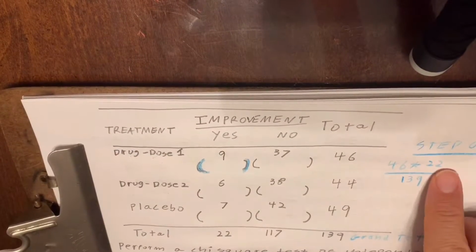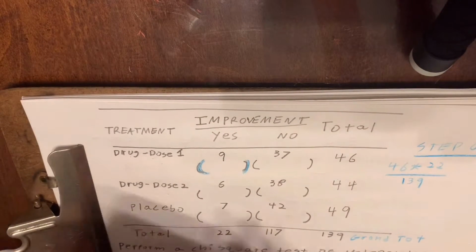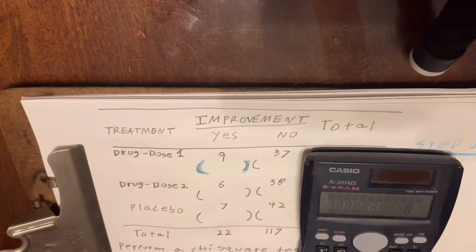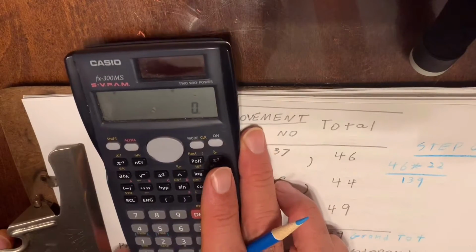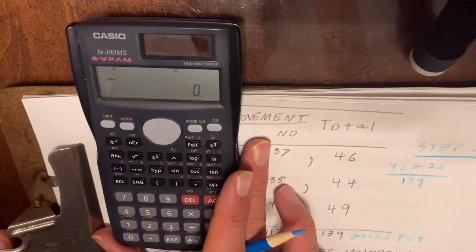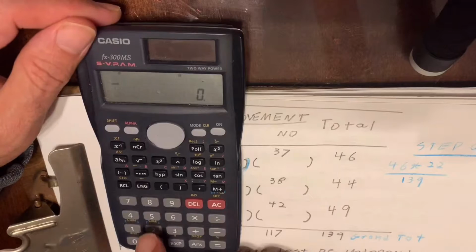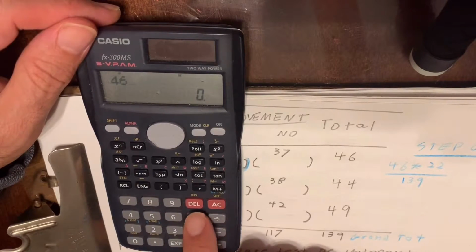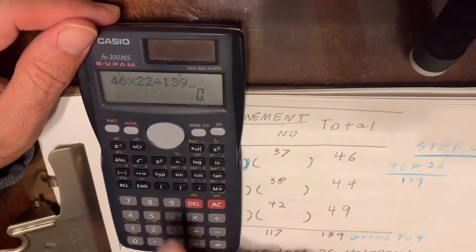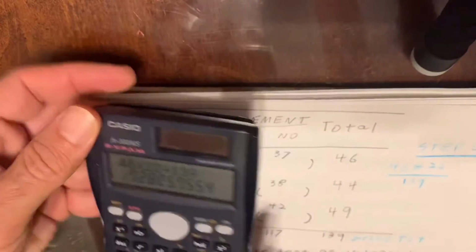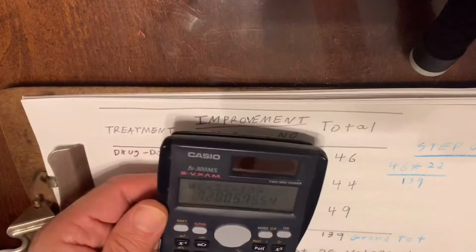Row total times column total over grand total. So let's grab our calculator and actually put that in. I want to make sure this is in the frame. All right, so we're going to take 46 times 22 divided by 139, and we're going to get 7.2806. So let's put that in.